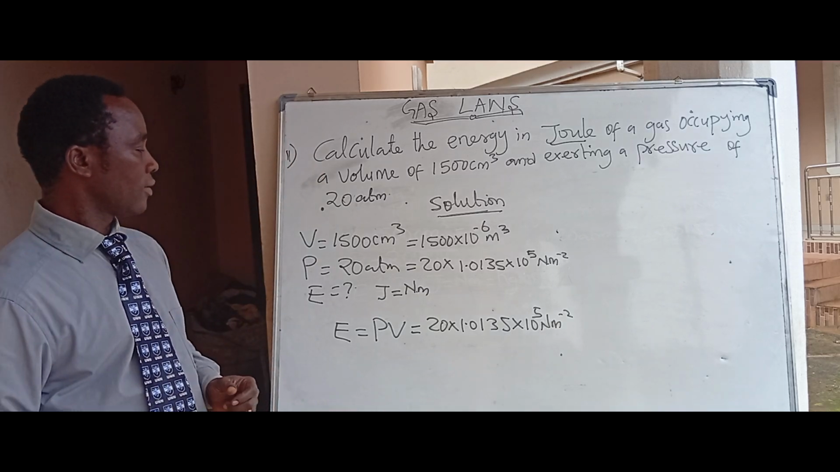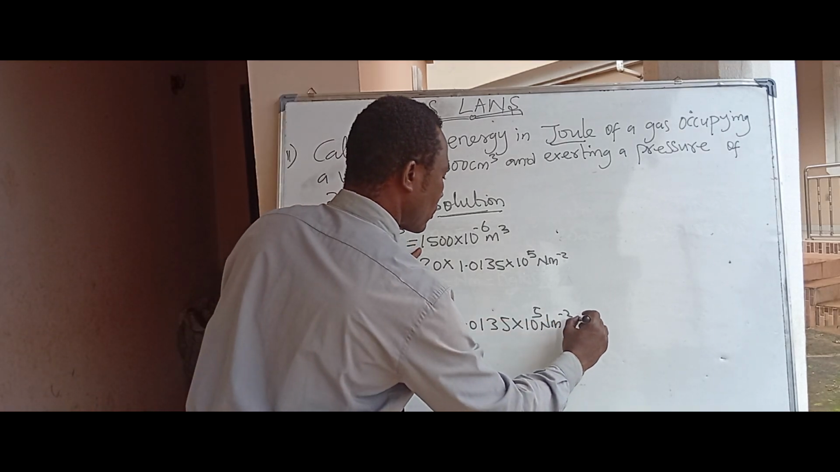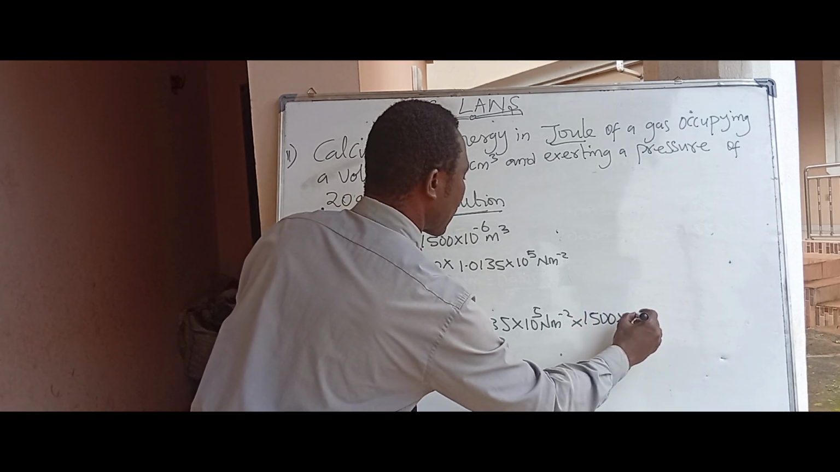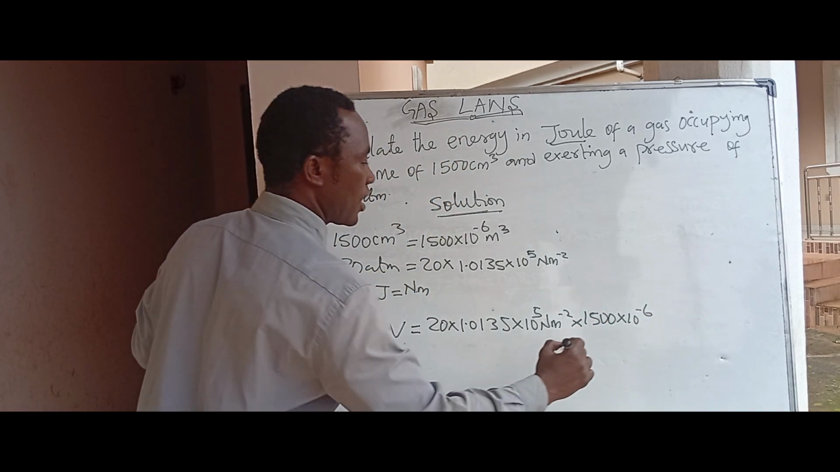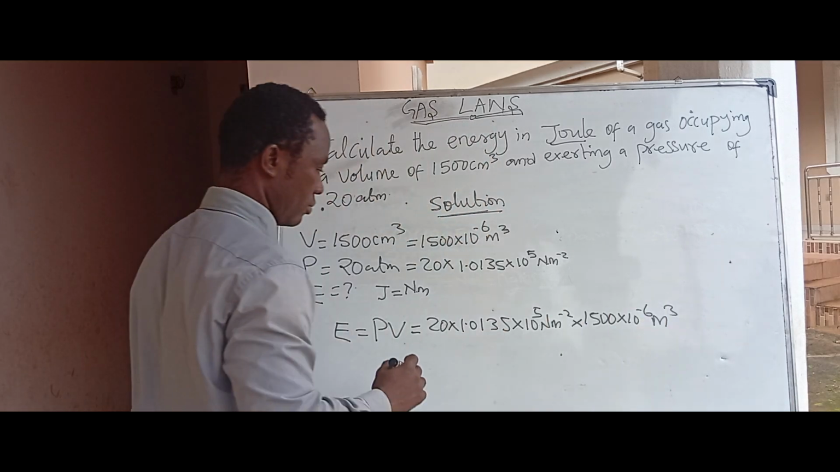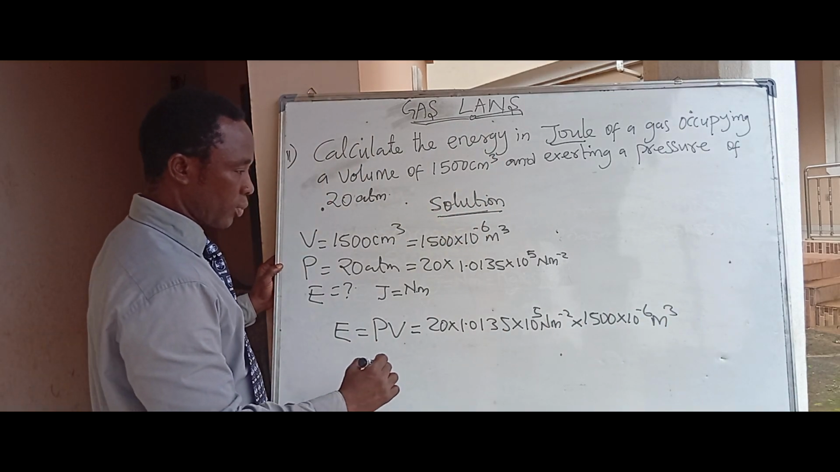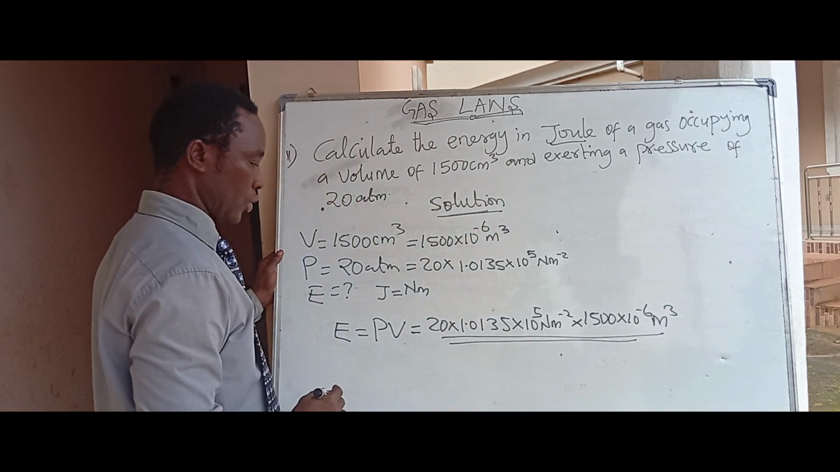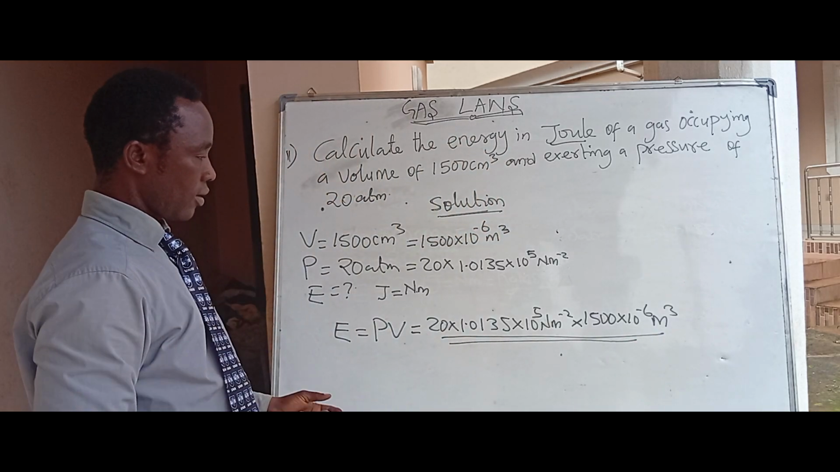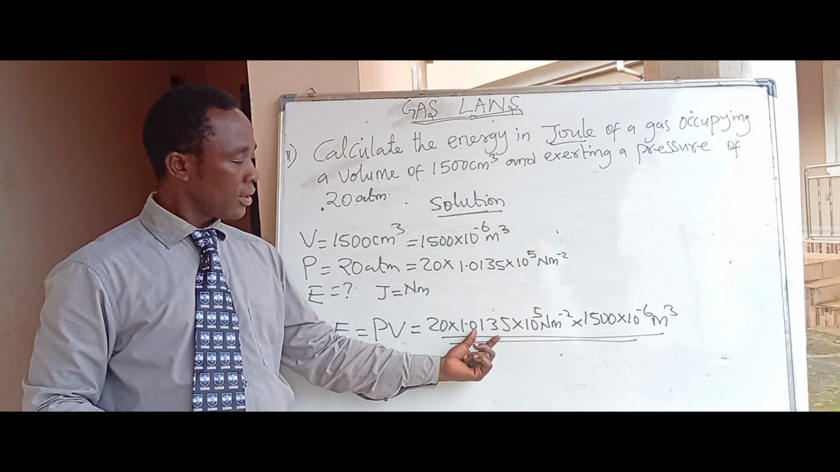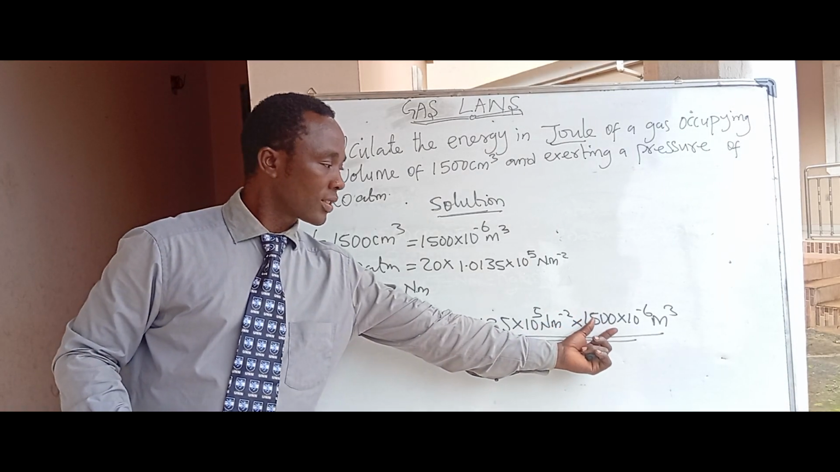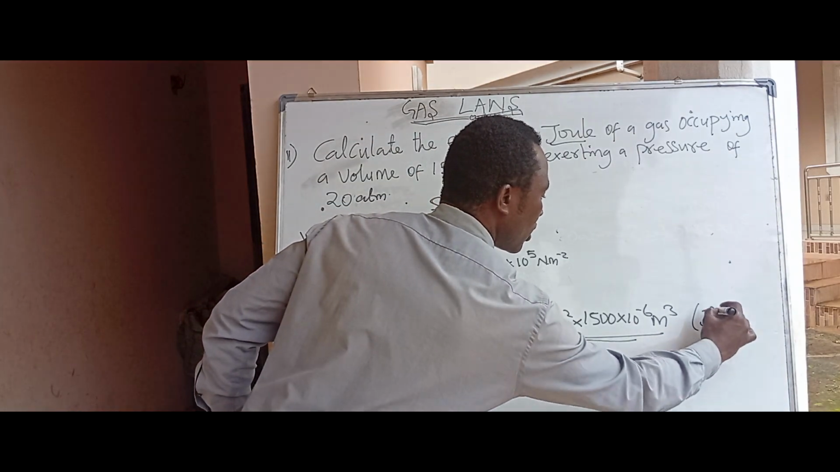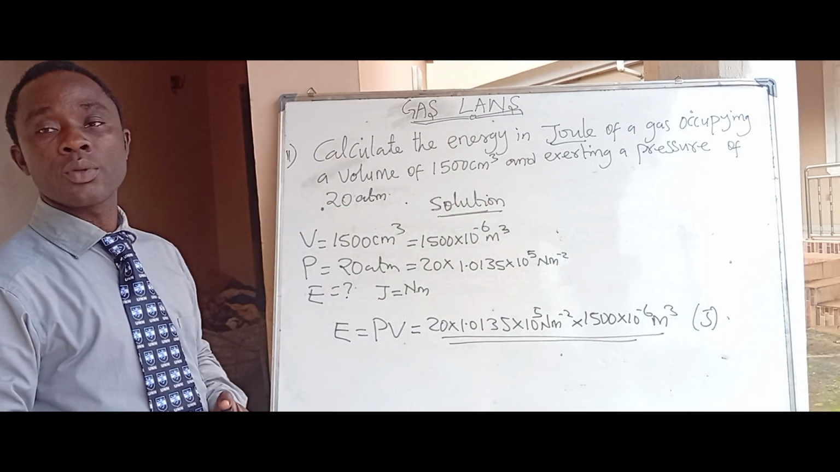Then multiply by the volume, which is what? Times 1,500 times 10 raised to power minus 6, in meter cube. Of course, when you multiply this out, you will get the answer in joules. If you multiply 20 times this, multiplied by 1,500 times 10 to the minus 6, the answer you will get will be exactly in joules. That is question number 1.